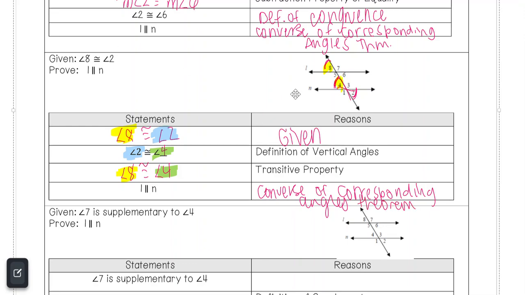So we couldn't just use the converse of alternate exterior angles from the beginning because we wanted to show why that is actually true, right? So you're essentially proving how that converse works.